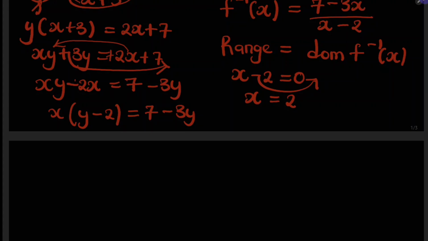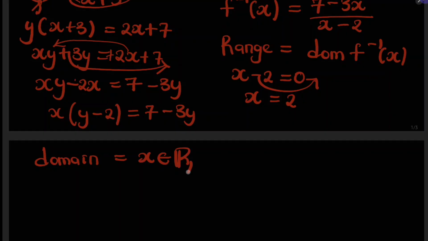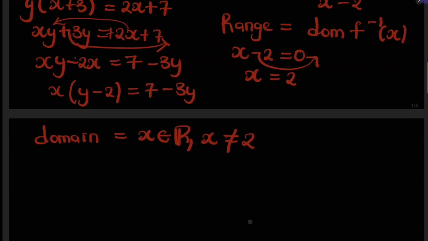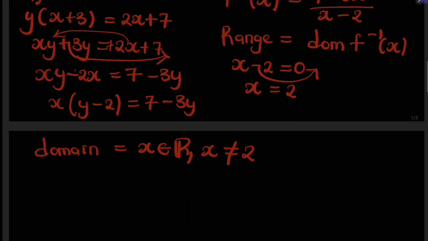Yes, we know x is equal to 2, but there's a way to write it in order to have your domain. So your domain is equal to x, an element of real numbers, and x should not be equal to 2. As you can see above in the equation, that was the structure of how they gave our domain. So this is the domain of f inverse.